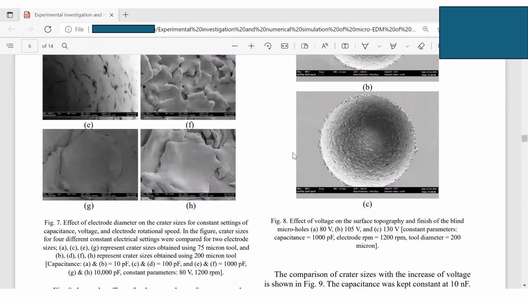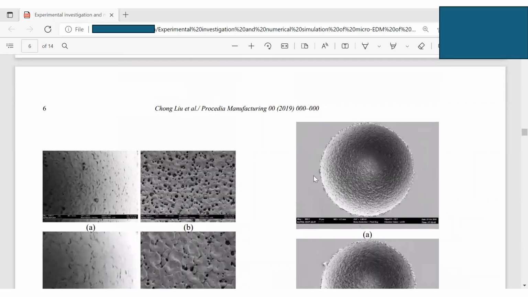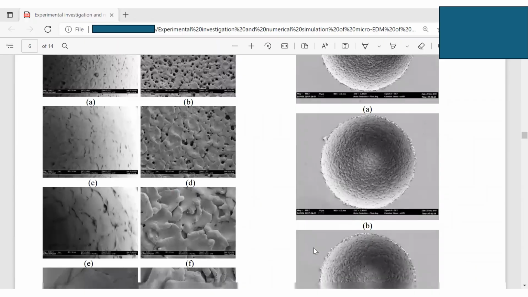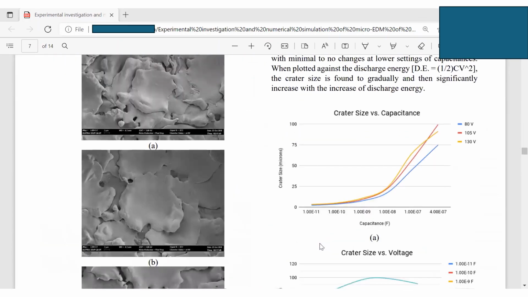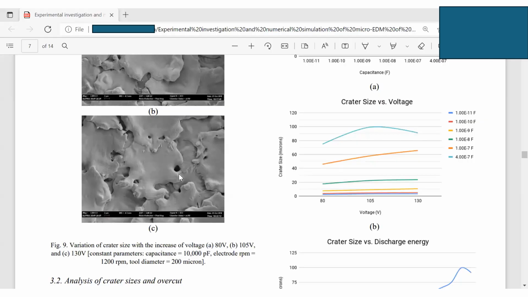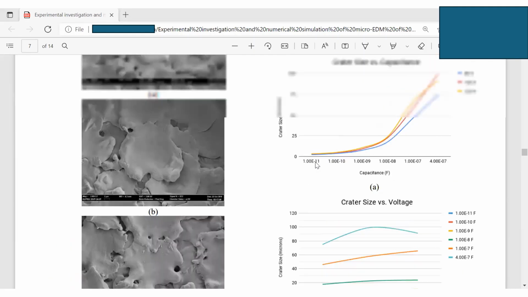So this picture shows the impact of voltage on the surface topography and finish of the blind microholes. This is very good, but there's still some burrs, but it's very, very good. So here's the SEM analysis. This is a crater size and this overall.